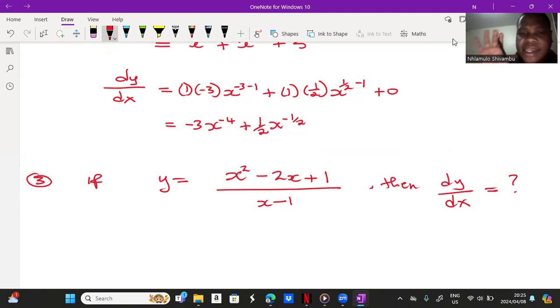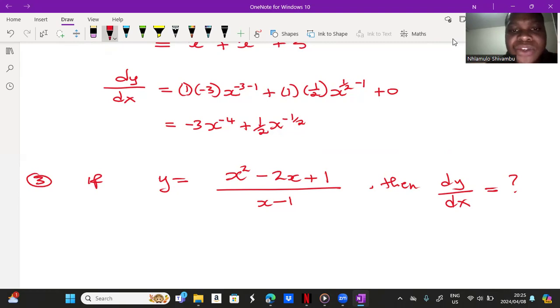Again, let us look at the expression. The expression now, we are realizing that it involves a fraction. There's a denominator x minus a 1. And as far as I remember, we never talked about fractions in the power rule. So whenever you encounter a fraction in your question, it means that your expression is not in its standard form. So before you use the power rule, you must ensure that this particular expression is written in the standard form. And how are you going to do that?